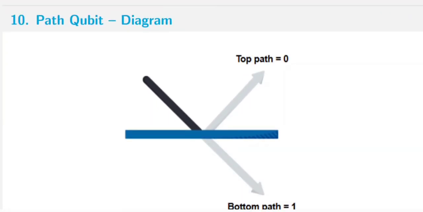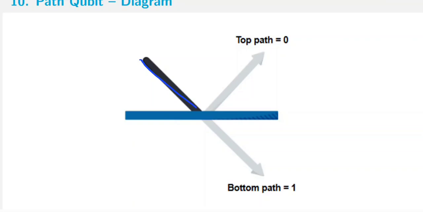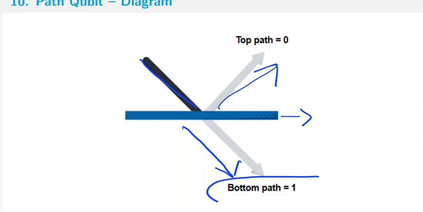Moving on to the diagram, that is what I mentioned. The photon is coming and hitting the beam splitter, and if it goes topwards, we call it Ket 0. If it comes downwards, that is the bottom path, we mark it as Ket 1.